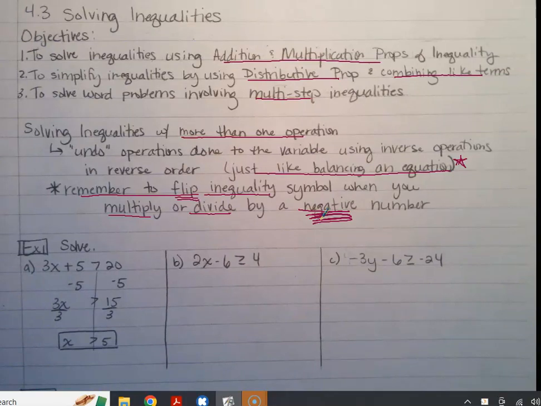So this first one I've done for you. The inequality is 3x plus 5 is greater than 20. Just like balancing, I drew my line down the middle. It's always my inequality in the middle place when I talk about the two sides. Then I subtract 5 because we undid the addition by subtracting. Then I have 3x is greater than 15. We undo the multiplication, it's 3 times x, by dividing on both sides. And so we got x is greater than 5.